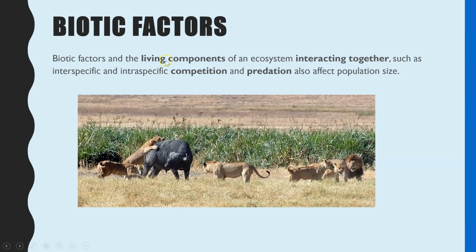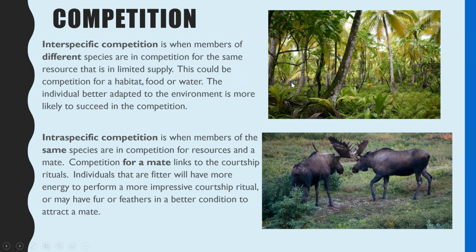So the next factor to consider is biotic factors, and these are the living components of an ecosystem. But it's not just thinking about living components, it's looking at how different organisms interact together. And that's where it leads us on to competition, and in particular we'll be looking at predation.